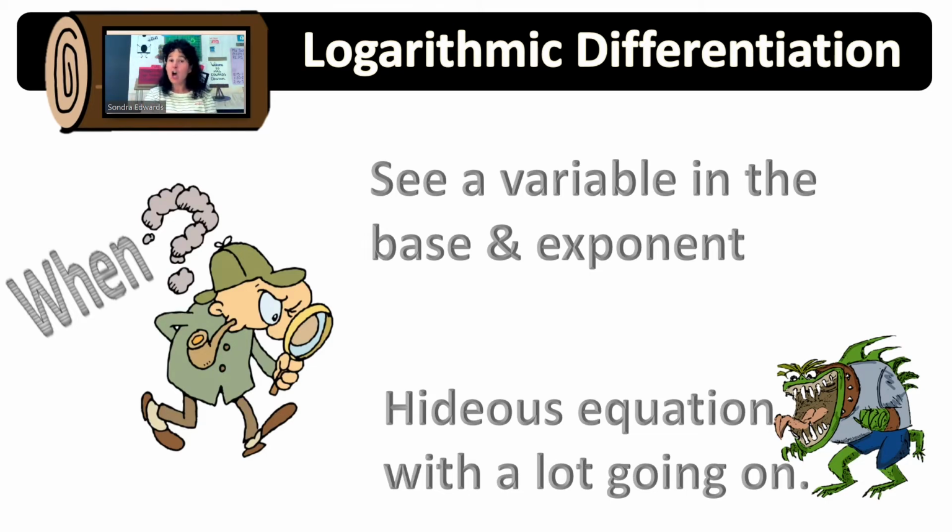We're going to be doing some logarithmic differentiation today, which is quite a mouthful. And the real question when you're going to be using this type of differentiation is when is it that you should take the log of both sides before you take the derivative? The answer is twofold. There are two scenarios when you should do this. Scenario number one, if you see a variable in the base and a variable in the exponent, we need to take the log of both sides of the equation before we try to take the derivative.